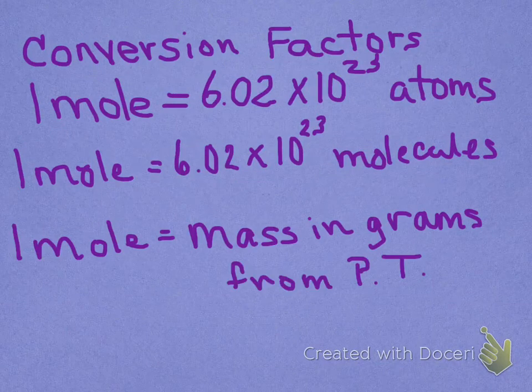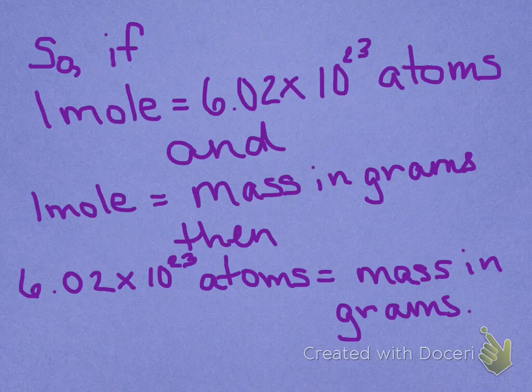Depending on what we're doing, our conversion factors would be one of these three. A mole is equal to 6.02 times 10 to the 23rd atoms. A mole is equal to 6.02 times 10 to the 23rd molecules, so those two are basically the same thing. And then 1 mole is equal to the molar mass in grams from the periodic table. So we're going to use one of these three conversion factors to do any mole conversions.